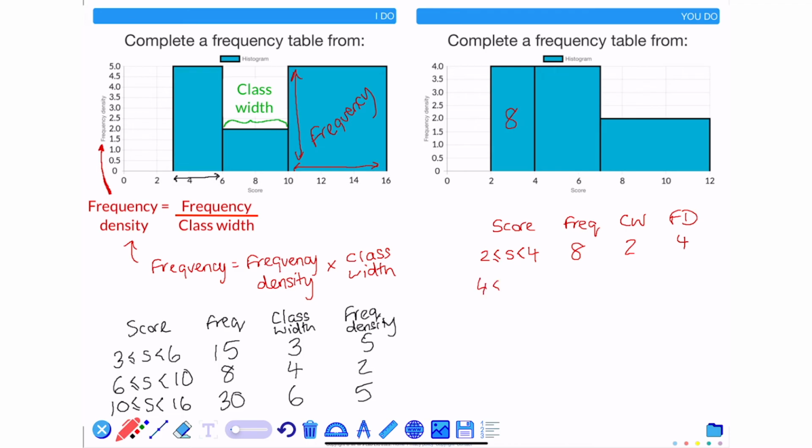From 4 up to 7, which is my next bar, it has a class width of 7 take away 4, which is 3, and a height of 4. This has an area of 12, 3 times by 4. For the next bar, it goes from 7 all the way up to 12. It has a class width of 12 take away 7, which is 5, and a height of 2. The area of the bar is 5 times 2, which is 10.